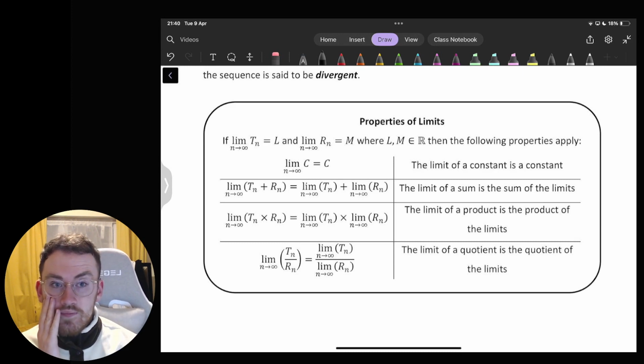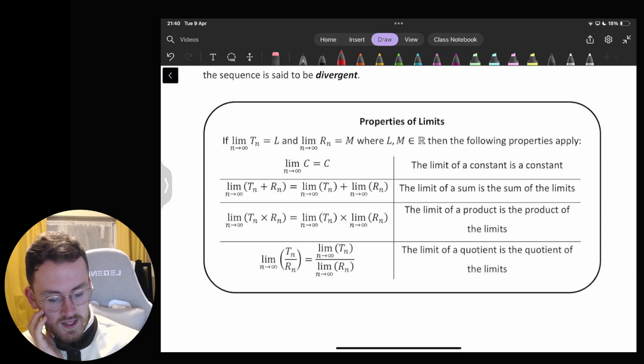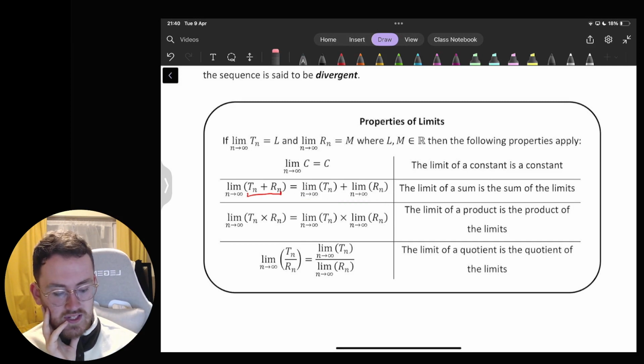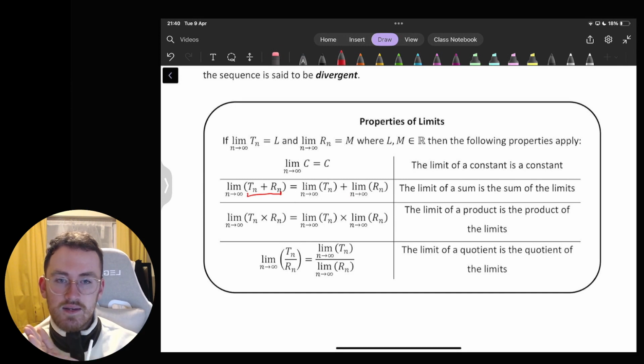If we have a sum of two sequences that both have a limit, then the limit of the sum is the sum of the limits. So instead of saying the limit of Tn plus Rn, I could say the limit of Tn plus the limit of Rn. The same is true for multiplication, the same is true for division. So all of these operations can be isolated from our limits here.